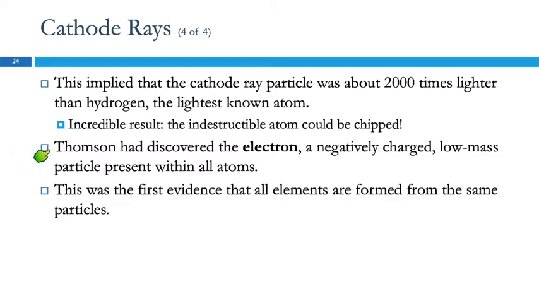So he had discovered the electron. Electron is negatively charged, it has very low mass, and is present within all atoms. This is why when he used different kinds of metals, he got the same kind of ray with the same properties, because all atoms have electrons. And what you're doing in that cathode ray is you're knocking electrons out of atoms. So this was the first evidence that all atoms are formed from the same particles.